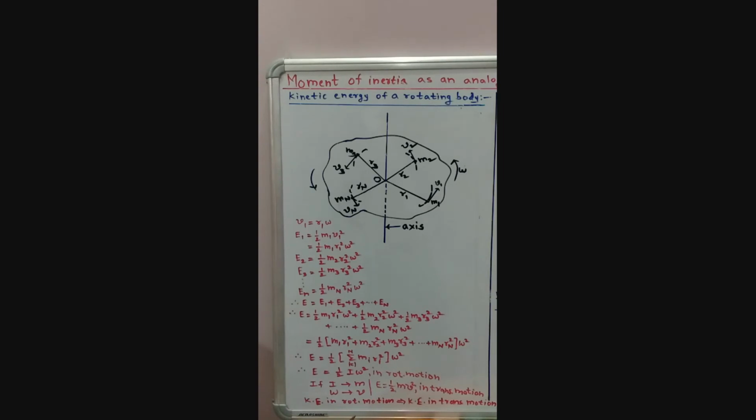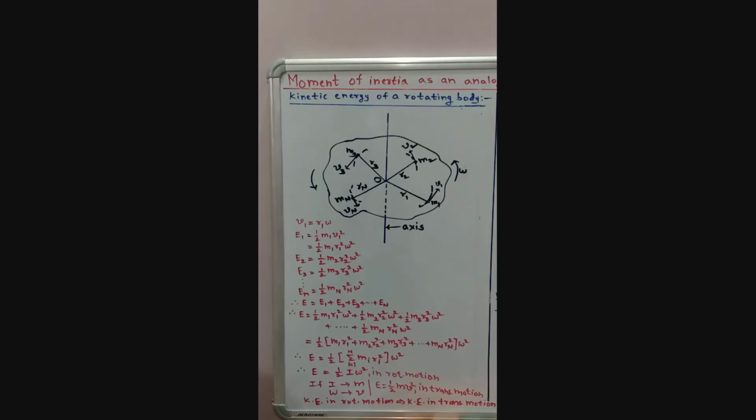We know in translational motion mass m represents the tendency of a body to oppose any change in its state of translational motion, that is inertia in translational motion. Hence we can say that in a rotational motion I represents the tendency of a body to oppose any change in its state of rotation, that is inertia in a rotational motion. Thus I is defined to be the rotational inertia or moment of inertia.